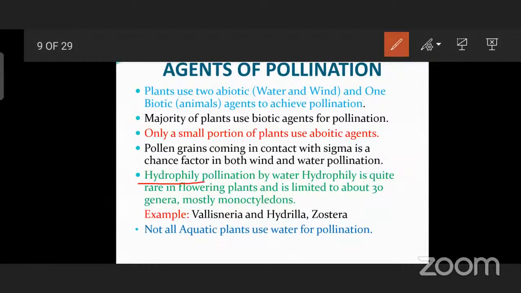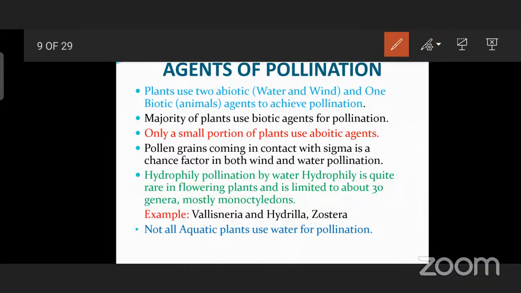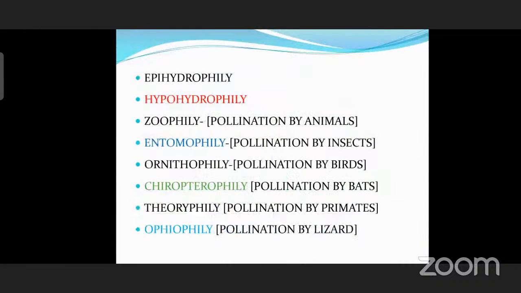And the second agent of pollination is hydrophily. Hydrophily is pollination by the agent water. Hydrophily is quite rare in flowering plants and is limited to about 30 genera, mostly in monocotyledons. Examples are Vallisneria, Hydrilla and Zostera. But not all aquatic plants use water for pollination. We'll go to the next slide.